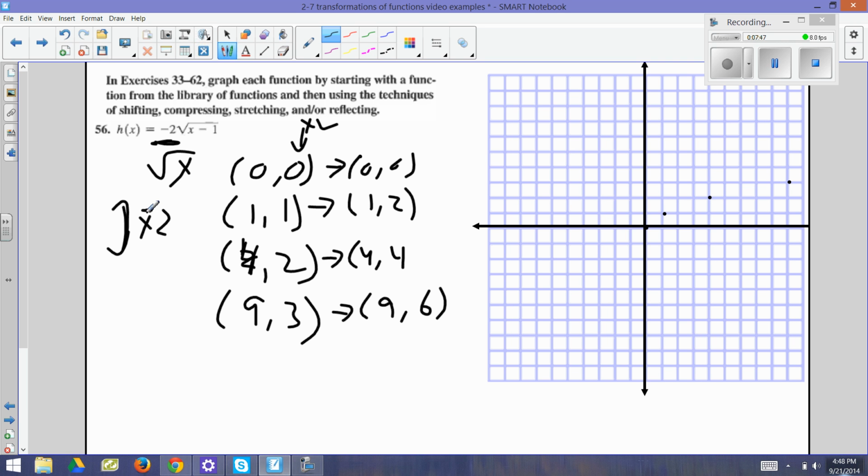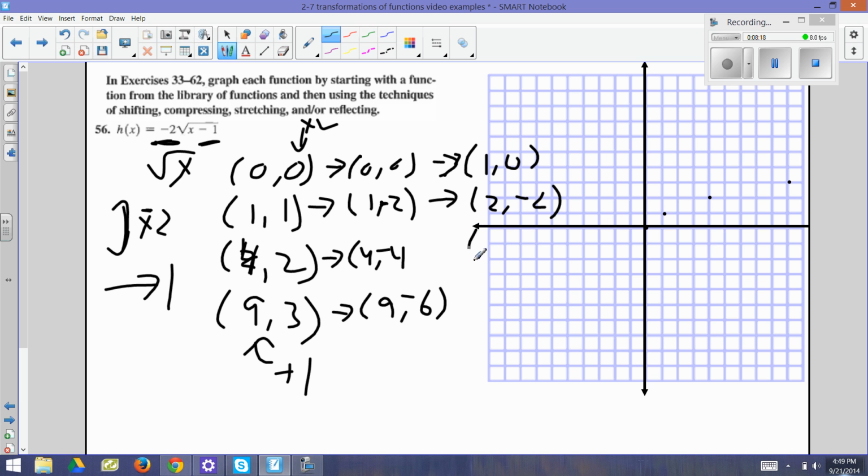The minus is my y changing signs, positive to negative. So my y, instead of being positive, is now negative. And then the minus 1 would move it right 1. That's an x direction, so I would add 1 to this x. So now my new points would be (1, 0), (2, -2), (5, -4), and (10, -6). So there are my new points.